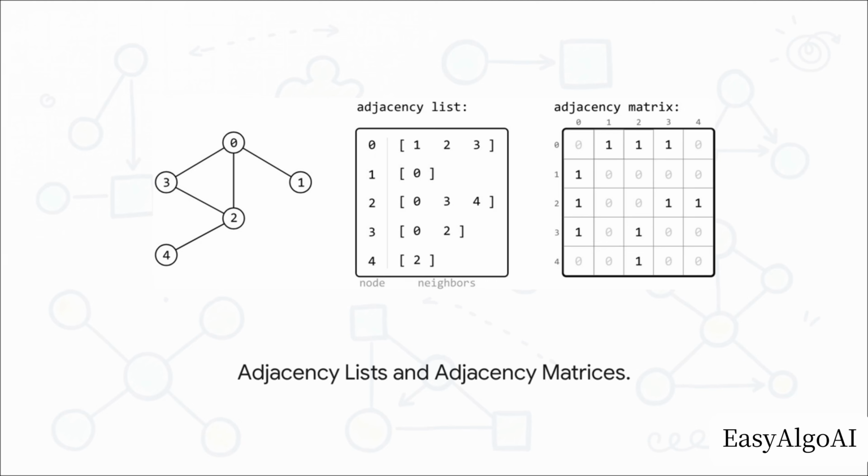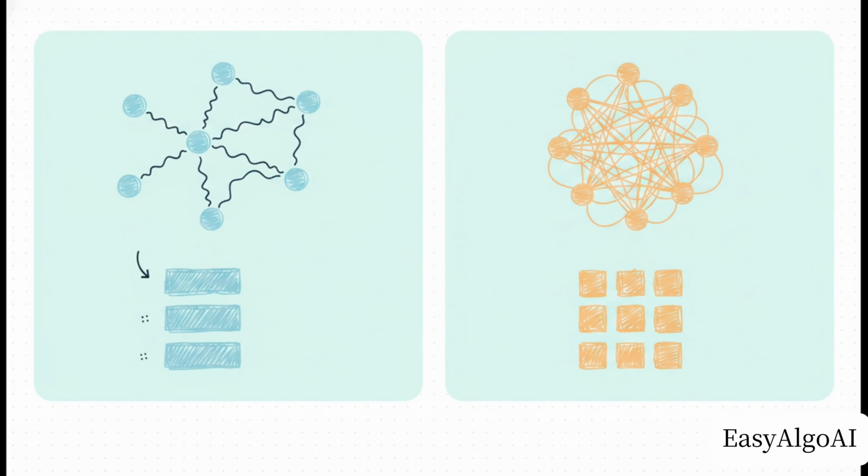The other option is an Adjacency Matrix. It represents the exact same graph but uses a 2D grid instead. If there's an edge between node 0 and node 1, you'll see a 1 where row 0 and column 1 intersect. If there's no edge, there's a 0. Now, why choose one over the other? It really all comes down to efficiency.